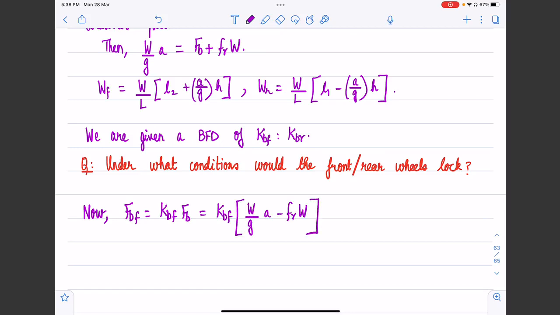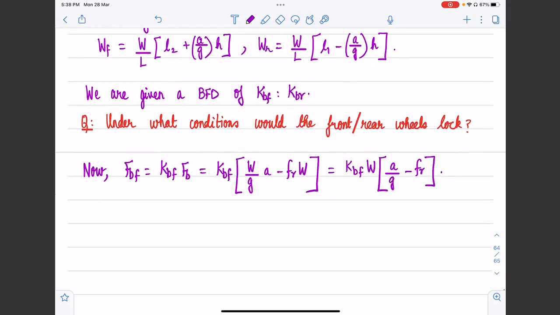How did we get that? We got it from this equation. So we can eventually see that FB is equal to W by G A minus FRW. And if I take W out, this will become KBF W times A by G minus FR.